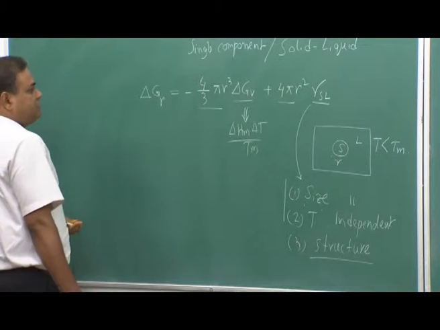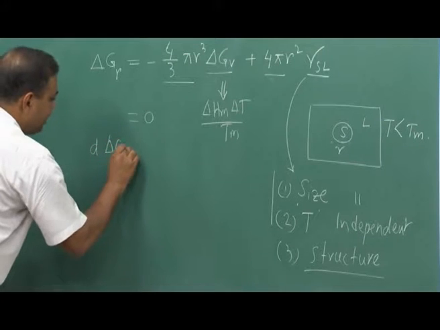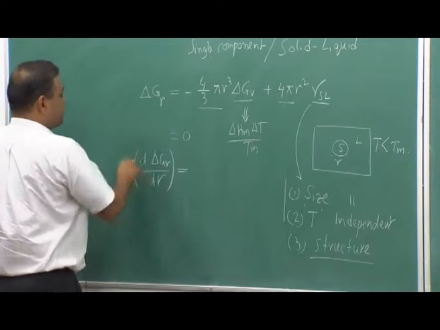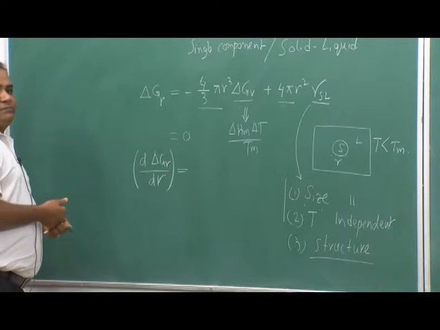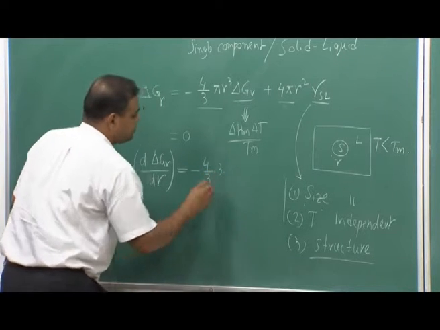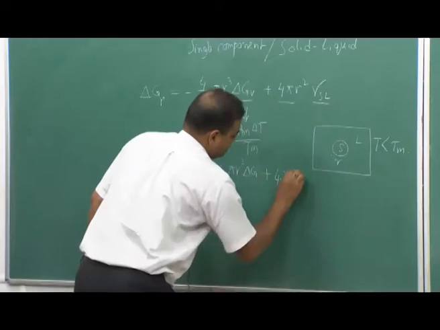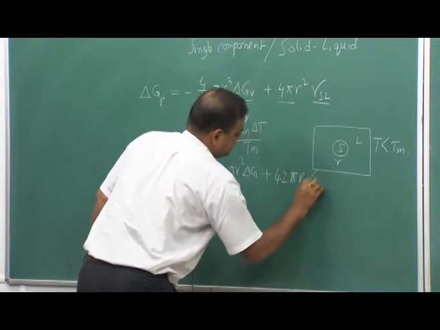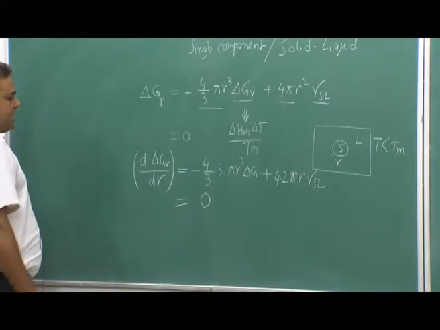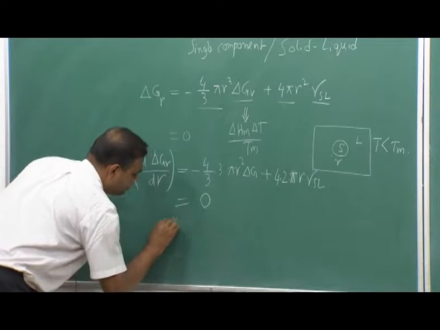Now, in this equation, this is a negative term and this is a positive term. So, we can find d del G r by d r, and if we plot this, it gives a critical point of the curve. At the critical point the slope becomes 0, with gamma S L, and that value of r we consider as R star.